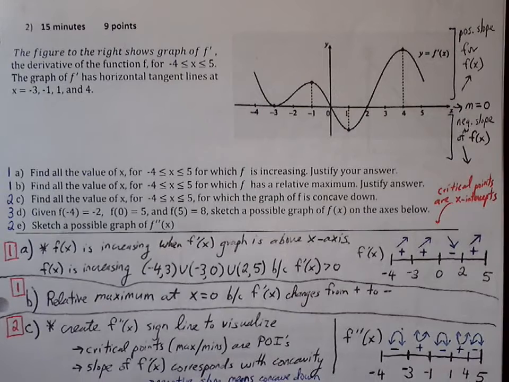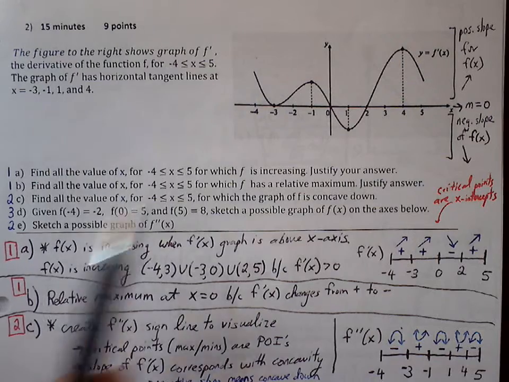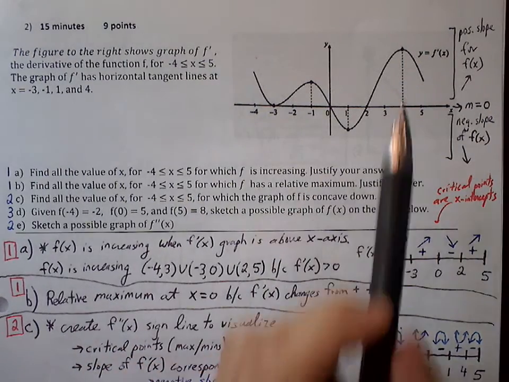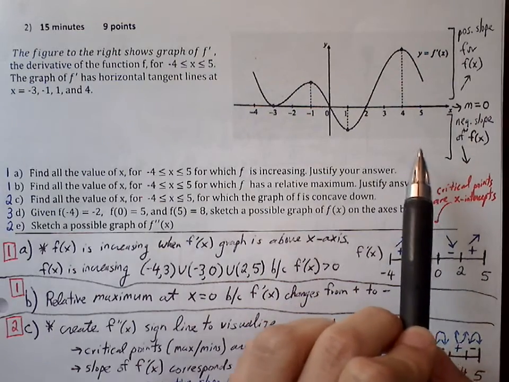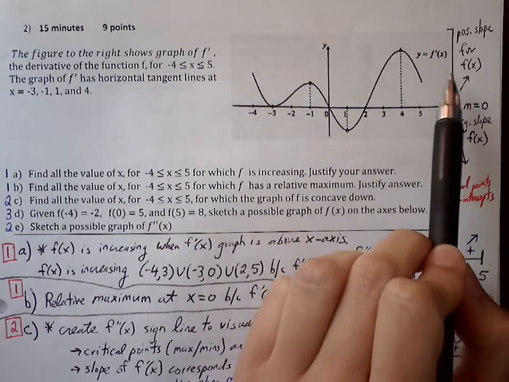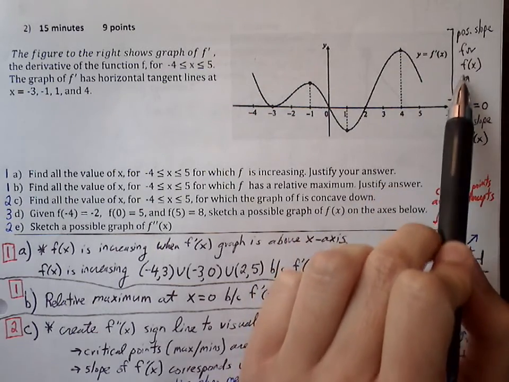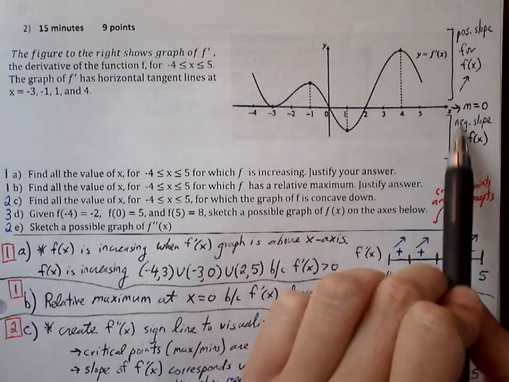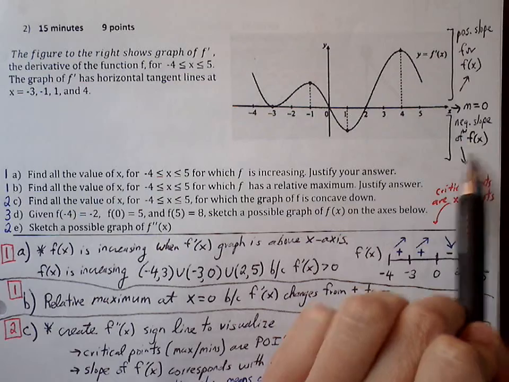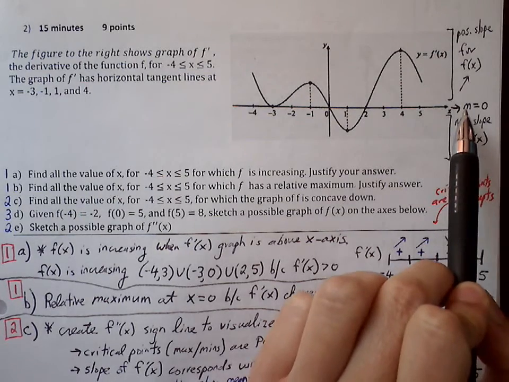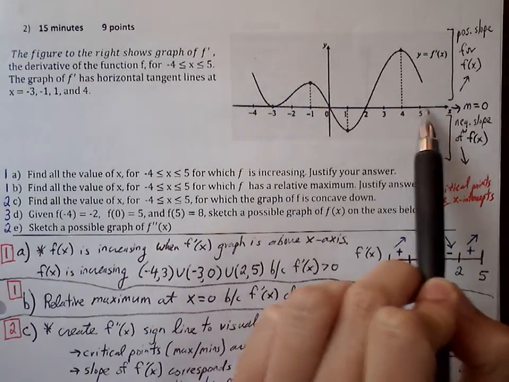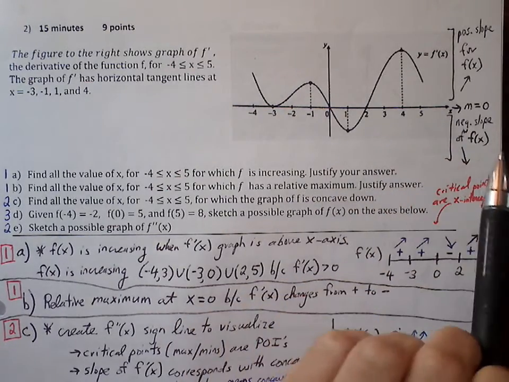All right, so part A says find all the values of x between -4 and 5 for which f is increasing and justify your answer. If we're looking at the derivative graph, I'm going to start by labeling what I'm looking at. Anything above the x-axis represents where my original graph is going to have positive slope. Anything below the x-axis represents where my original graph is going to exhibit negative slope. Anything on the x-axis are places where my original graph is going to display slope 0.